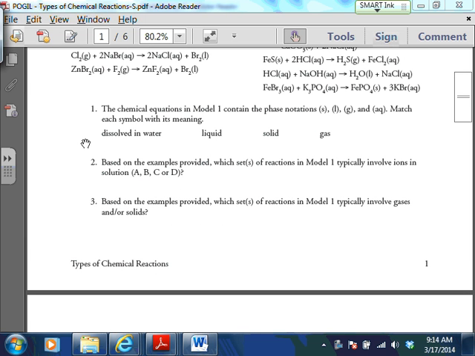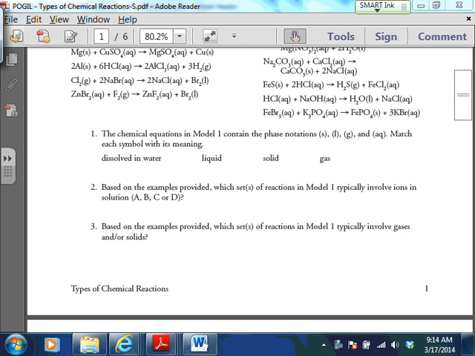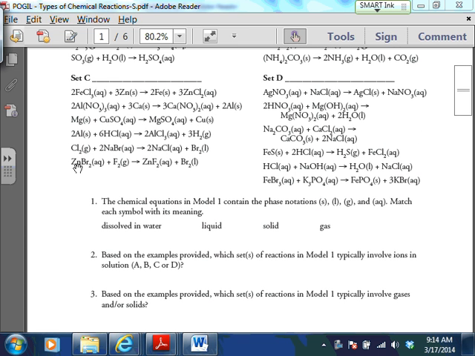Question number 2 here, I don't think we've talked about this yet, but which sets of reactions typically involve ions in solution? In other words, the ones that are aqueous, because if it's dissolved in water, that's going to be ions in solution. So set C and set D were the ones they wanted you to see for number 2. They wanted you to notice that those are the ones that involve ions in solution, okay?